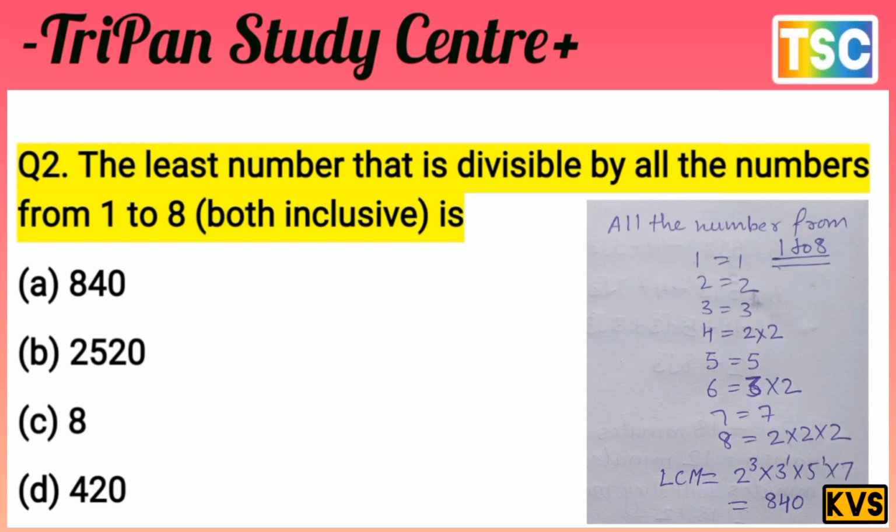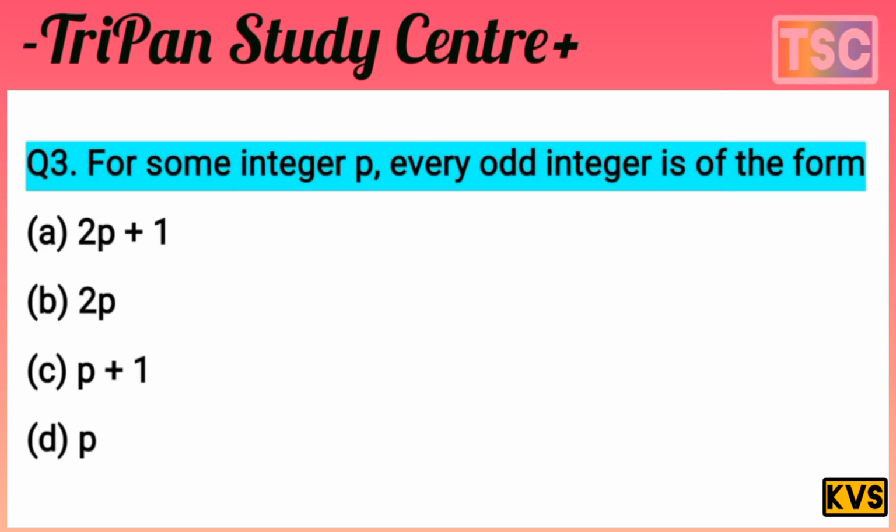Let's see the next question. For some integer p, every odd integer is of the form? The question is clear and direct. The options are A) 2p plus 1, B) 2p, C) p plus 1, D) p. That's important. First of all, check your knowledge. I will give you a few seconds. You must have thought of your answer.